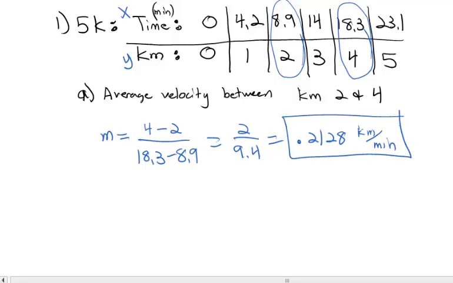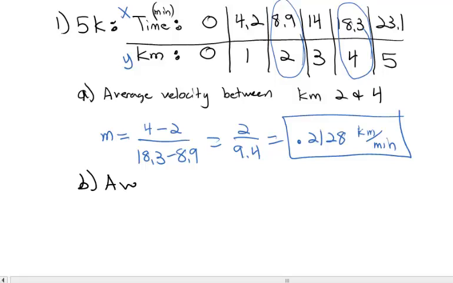Now, depending on how many turns, how many hills, whether I got tired, stopped for a drink along the way in the middle, I might be traveling a little faster, a little slower. But on average, between kilometers 2 and 4, I was traveling about 0.2128 kilometers per minute. And if we change the spread, we're going to get a different average.